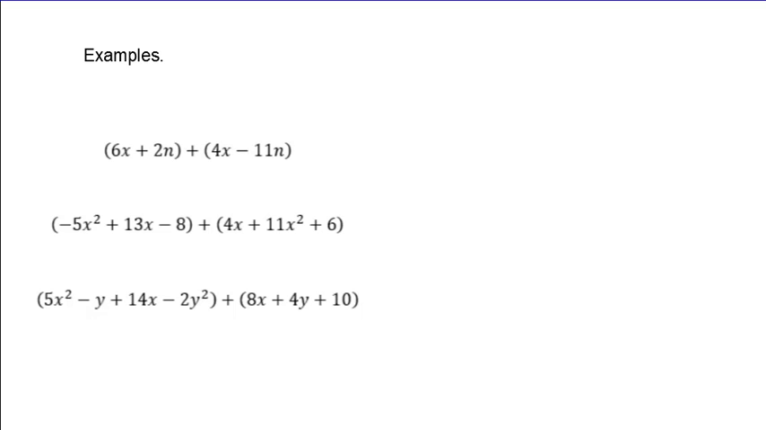Welcome back. So here goes with my 3 addition problems. You can see the plus sign in the middle of all of them. So let's go ahead and collect our like terms. In the first one, I have a 6x and 4x. Hopefully what you wrote down is 10x. 2n and negative 11n is negative or minus 9n.